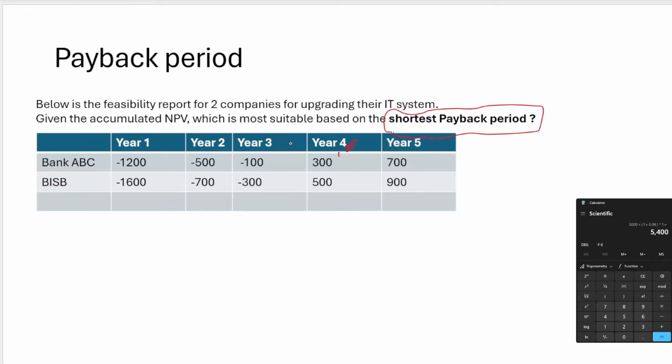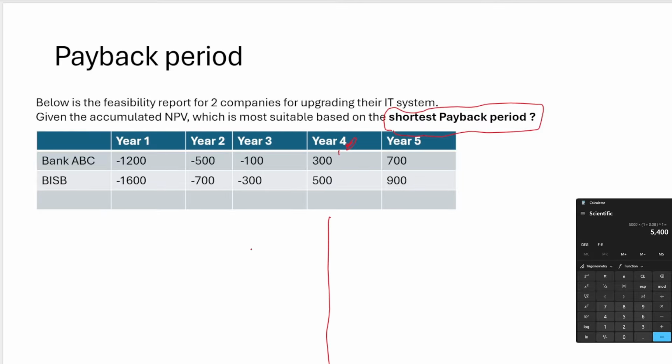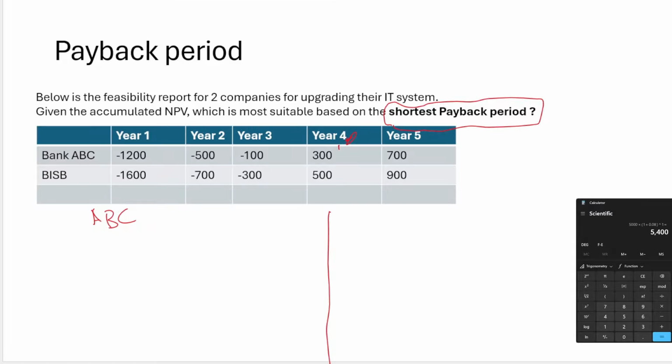So how to calculate it? This is what you're supposed to do. I'm going to just make separate boxes for each. Let's start with bank ABC first. So first we see the years in which they turn positive. We'll calculate the bank ABC first.